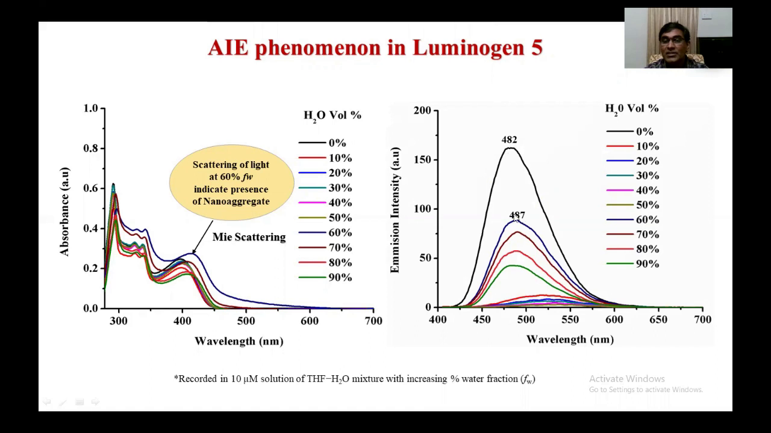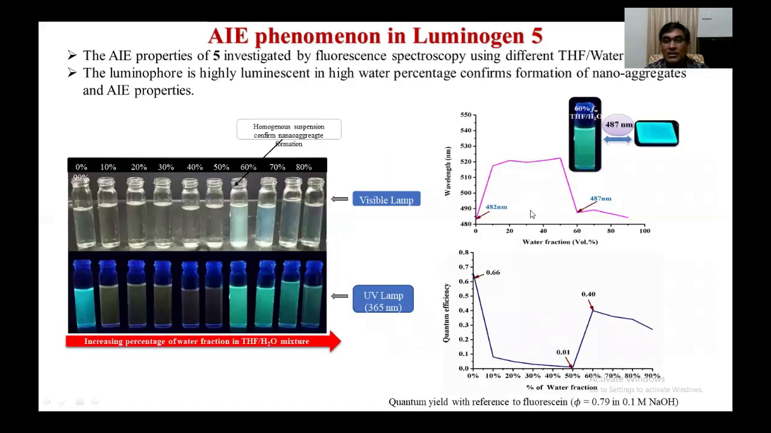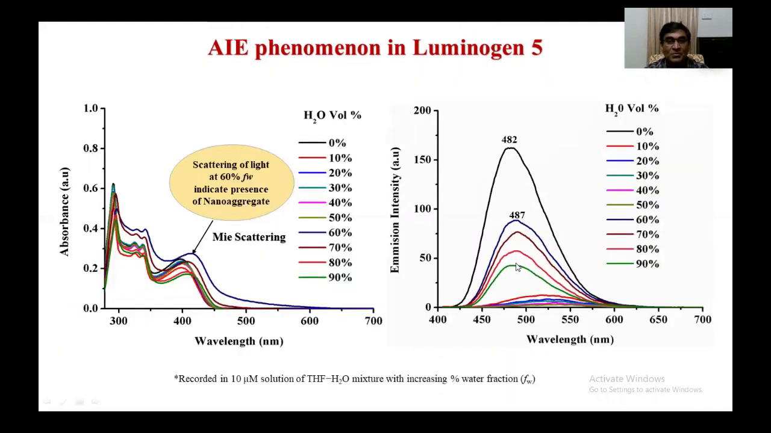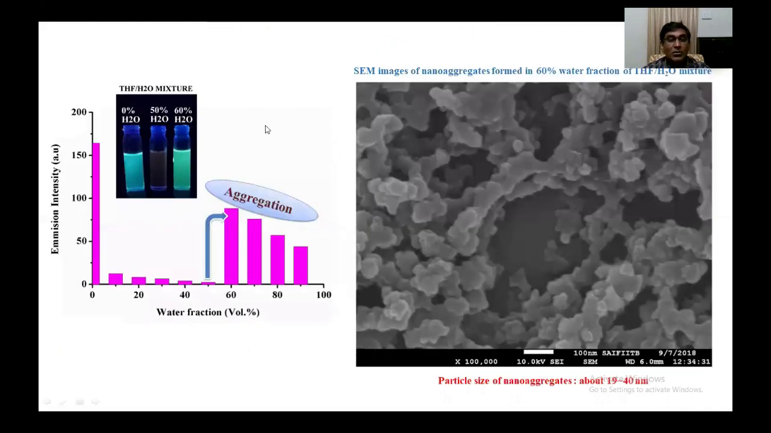The formation of nanoparticles can be further confirmed by taking the SEM, scanning electron microscopy, images of these nano-aggregates, which are formed at 60% water fraction. This is the bar diagram, where you can see the emission intensity versus volume water fraction. At THF, it shows this emission intensity, but when you increase the water fraction, the emission quenches.